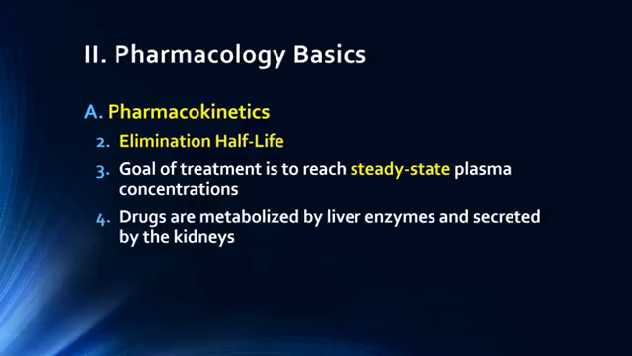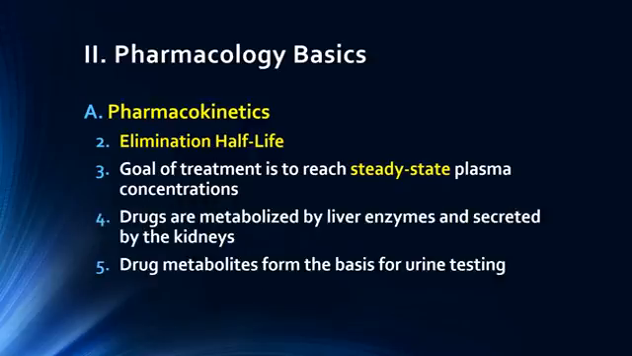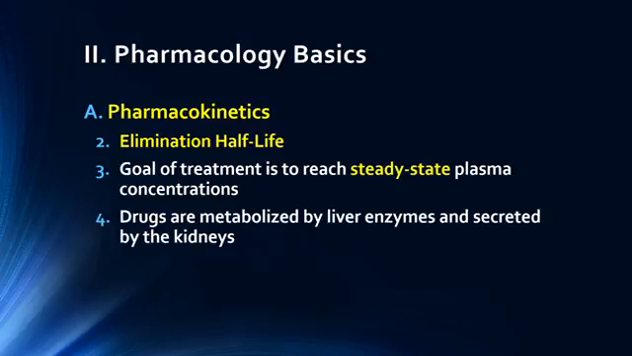Drugs are metabolized by liver enzymes and secreted by the kidneys. In particular, drugs are metabolized by the cytochrome P450 family of enzymes. These include things like cytochrome P2D6, cytochrome P3A4. In particular, some drugs require a first-pass metabolism into other drugs. For example, codeine, hydrocodone, and oxycodone have to be metabolized into morphine or hydromorphone.